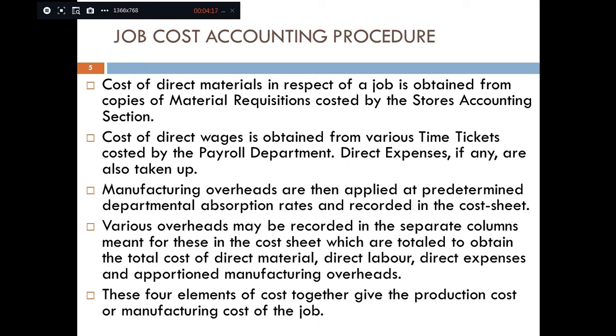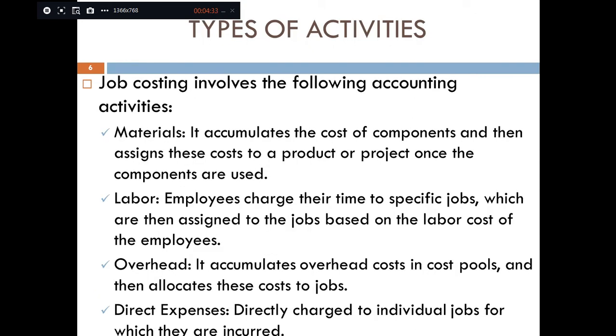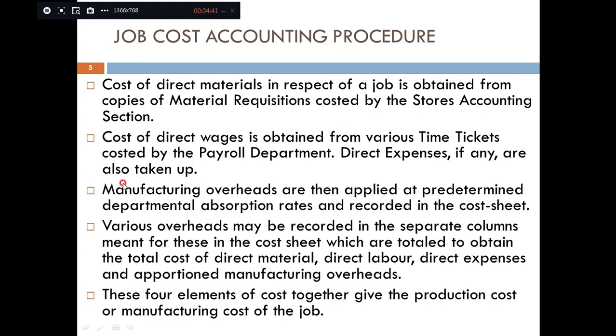Then this is summed up with the last specific element of job order costing, which is known as manufacturing overhead cost. Manufacturing overhead cost is applied initially because we cannot determine the actual manufacturing overhead cost at that stage. The summation of these three, direct materials, direct labor, and manufacturing overhead cost, will give us the manufacturing cost of the job. Finally, you can add the various overheads that may be recorded in a separate column, obtained from direct materials, direct labor, direct expense, and apportioned manufacturing overhead cost, if any. The summation of all this results in the job cost, the manufacturing cost of the job.